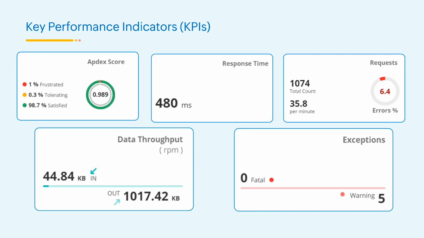Lower response times are generally desirable. Request count. The total number of requests made to the application within a specific time frame, which helps to decide the overall workload and usage of the application. Data throughput. Data throughput indicates the amount of data in bytes transferred or processed in and out in the network requests by the application during the monitoring period. This helps in understanding the application's data handling capabilities.